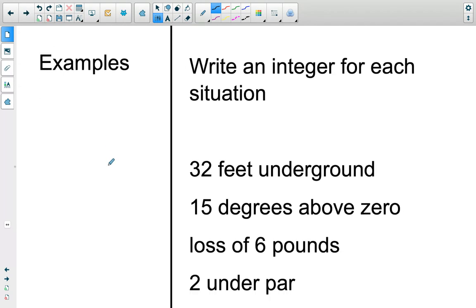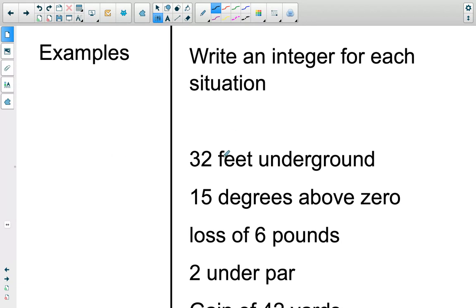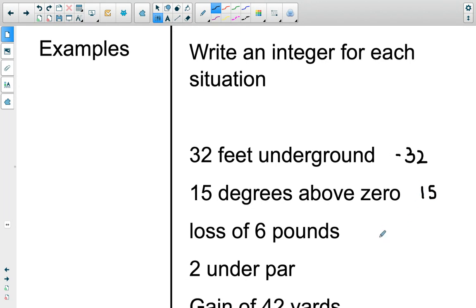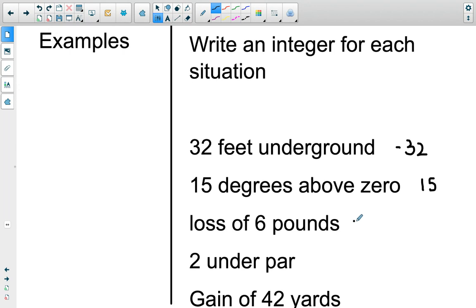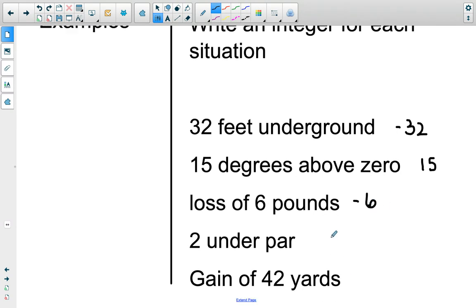Okay, let's write an example of an integer for each of these situations. 32 feet underground. That would be -32 feet. 15 degrees above 0. That would be a +15. You can put a plus in front of it, but usually we don't have to. We know that if there's no sign, it's positive. A loss of 6 pounds, well, that would be a positive for me. It's a negative number, -6. 2 under par, again, that would be a negative. And a gain of 42 yards, that would be a +42.